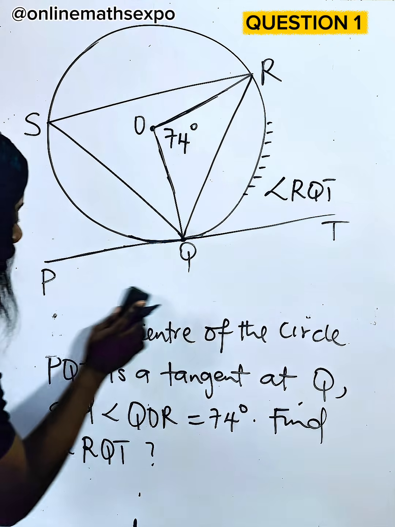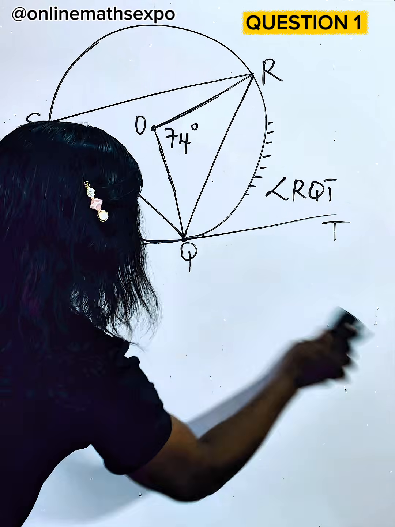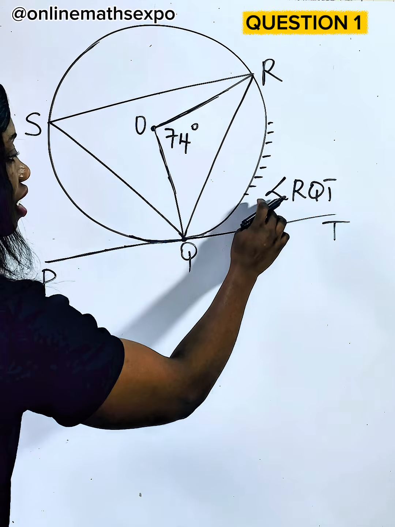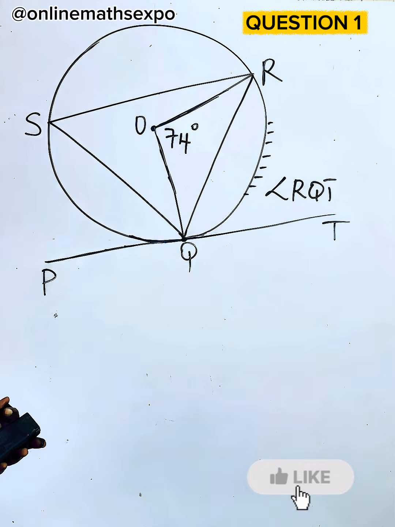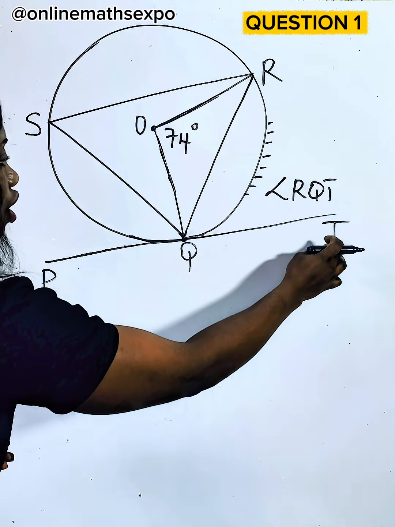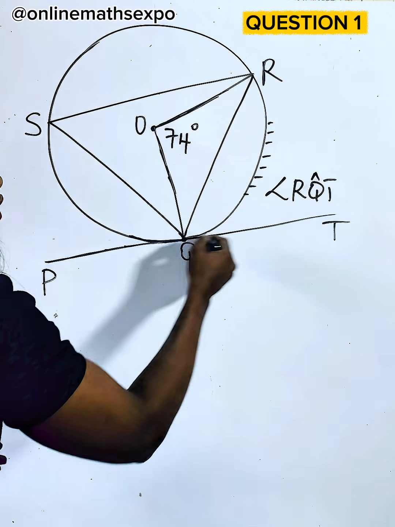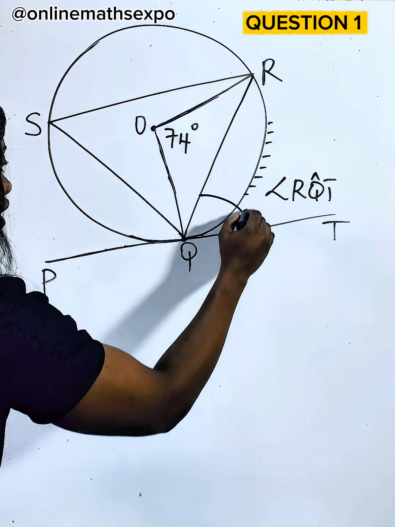Let me clean this so that we have space to work this out. Now, what do you do? How do you find this? What is angle RQT? Where is angle RQT? This is R, this is Q, this is T. So the angle at this Q is what you are looking for, RQT. That means you want to find this angle.